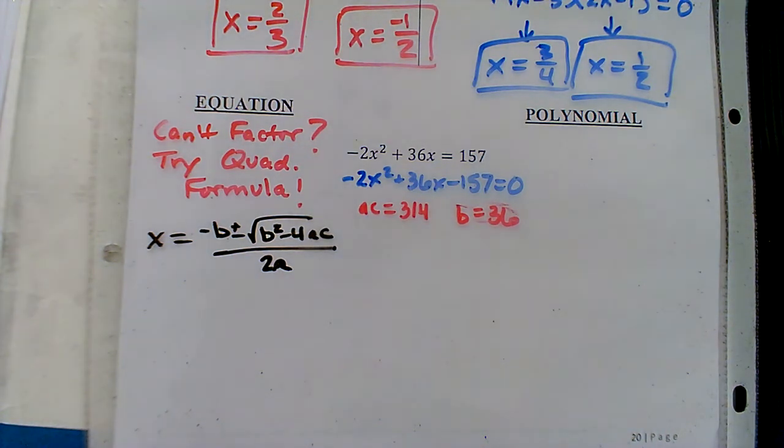They're similar. Okay? Ready? The opposite of b plus or minus the square root of b squared minus 4ac all over 2a. Take it or leave it. Do whatever you want. But quadratic formula song.